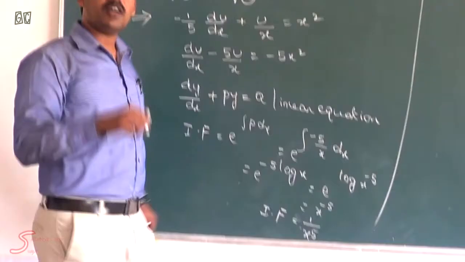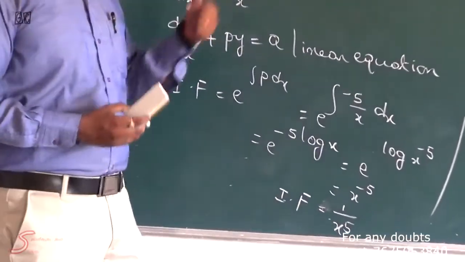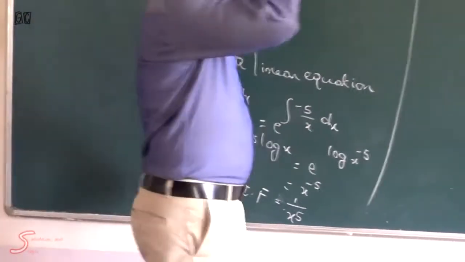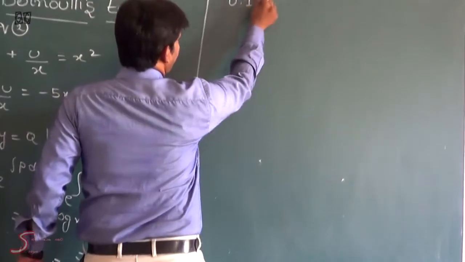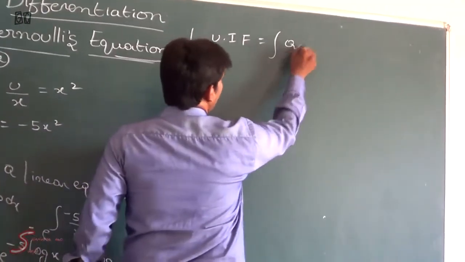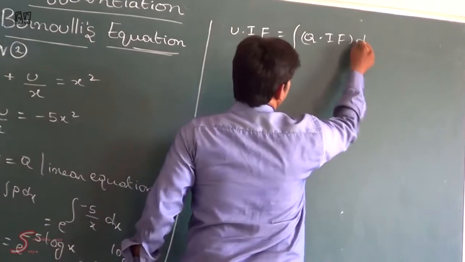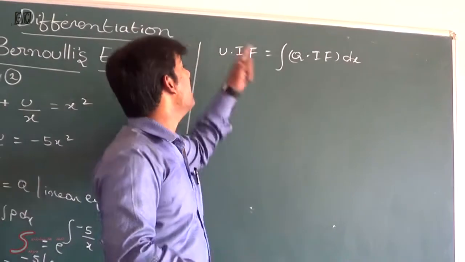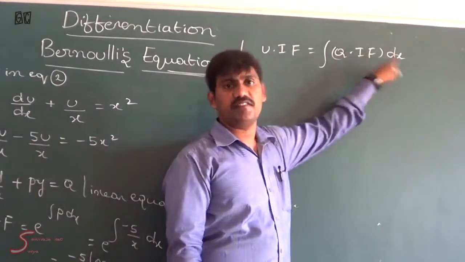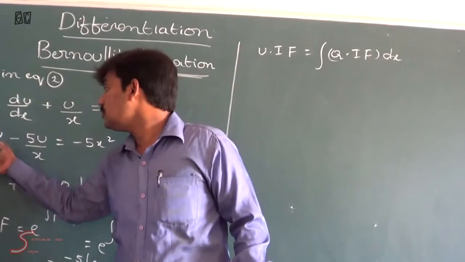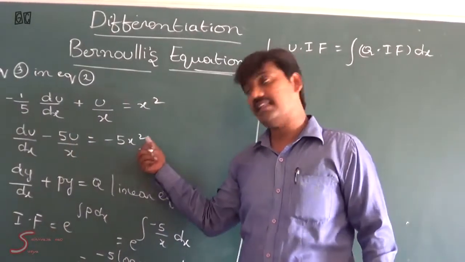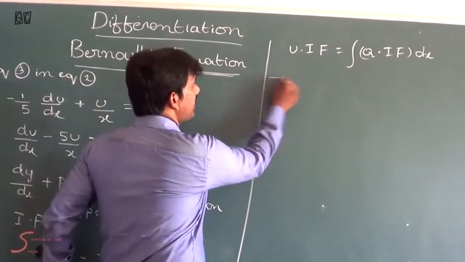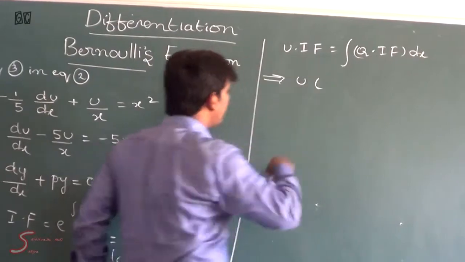So it means when we solve a Bernoulli's equation, finally we will get it in the form of a linear equation. For the linear equation, the notation is y into IF equal to integral q into IF dx. For example, if it is in the form of dy by dx plus py equal to q, then y into IF equals integral q into IF dx. If this is in the form of du by dx plus pu equal to q, then in place of y you have to consider u. Clear?